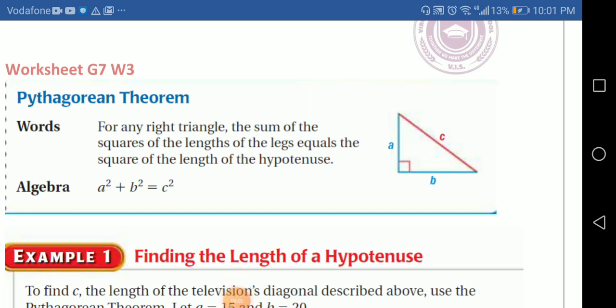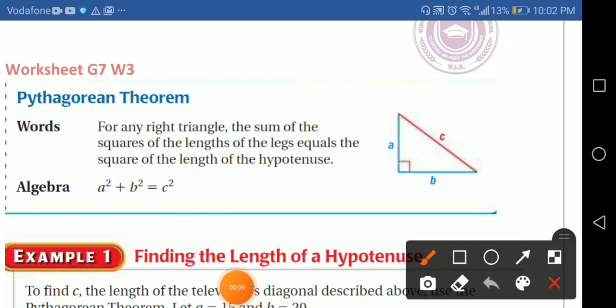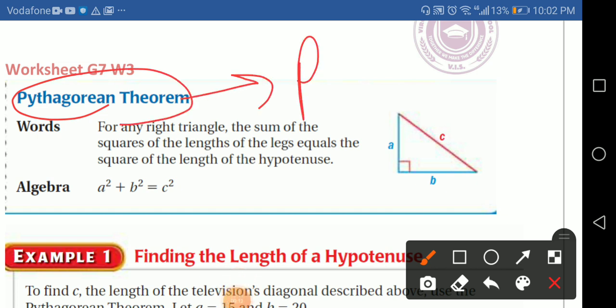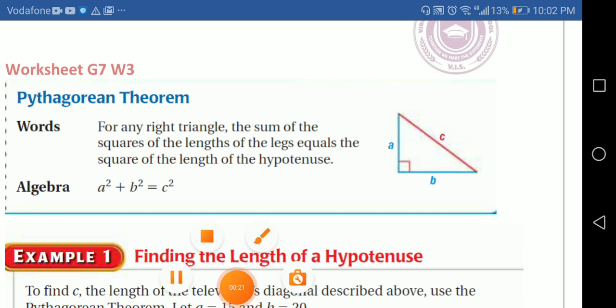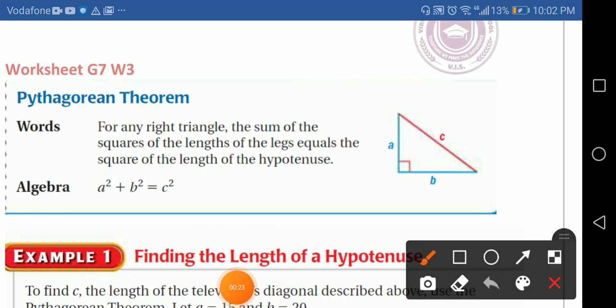Today we're going to talk about the Pythagorean theorem, which is very easy and interesting too. When I talk about the Pythagorean theorem, I must have a right angle triangle. If you have a right angle triangle, you can use the Pythagorean theorem. So the Pythagorean theorem is what we have here in this right angle triangle.